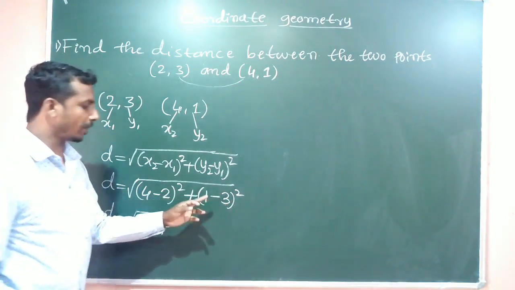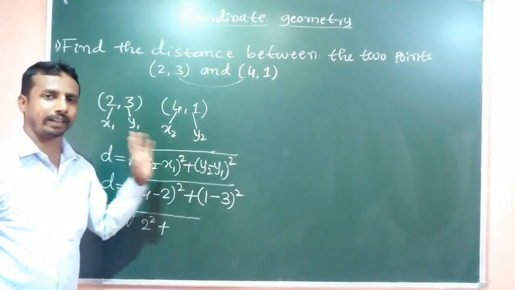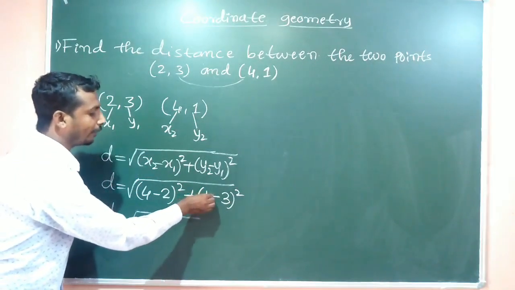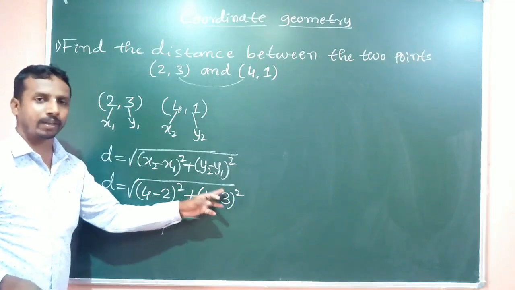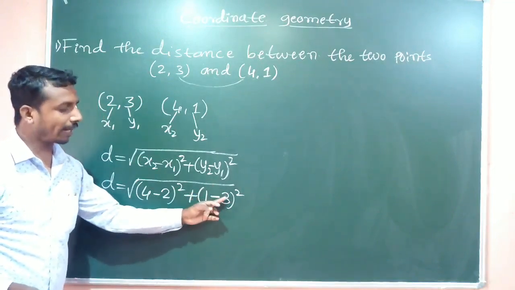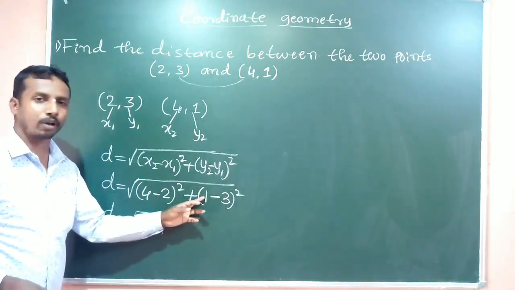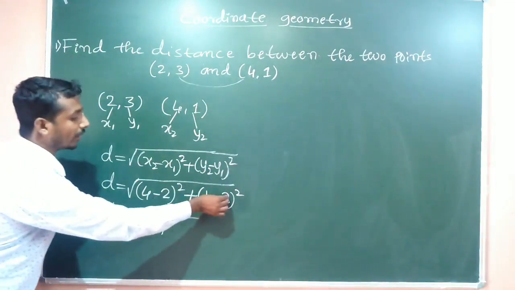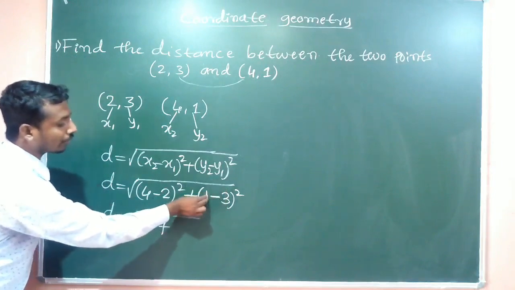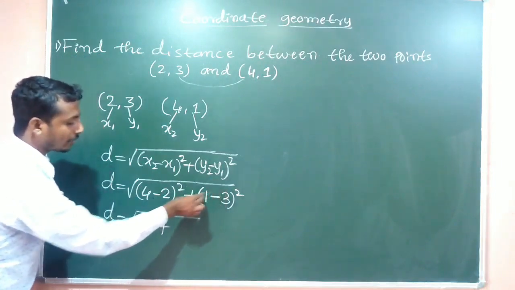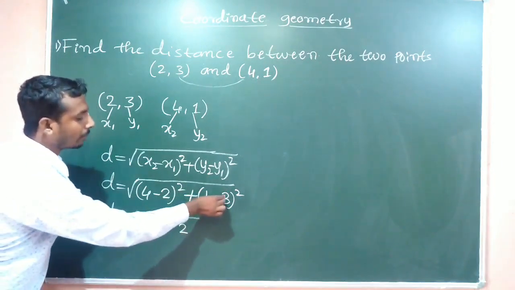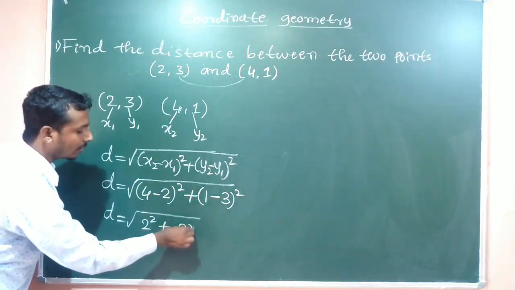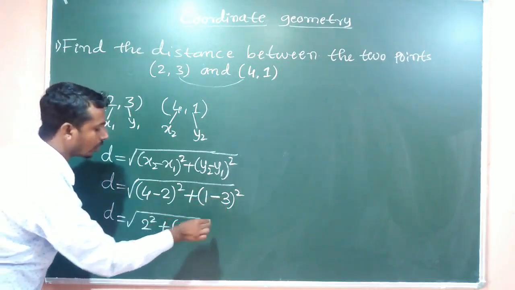It is not possible to subtract 1 in 3 directly. If given two numbers having the opposite sign, subtract the bigger number from the smaller number. Afterwards put the bigger number's sign. Now here we have to subtract the bigger number from the smaller number. 3 minus 1 is 2. Then the bigger number's sign is minus. Then minus 2 whole square.